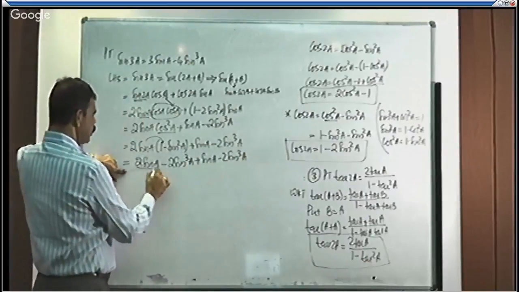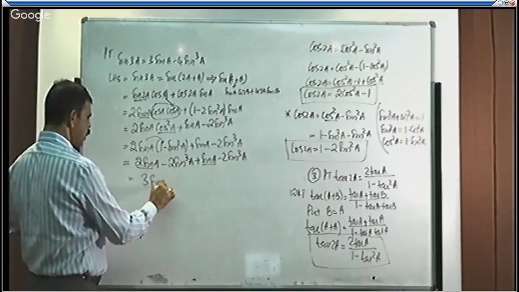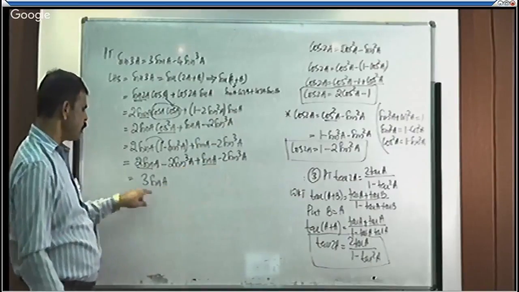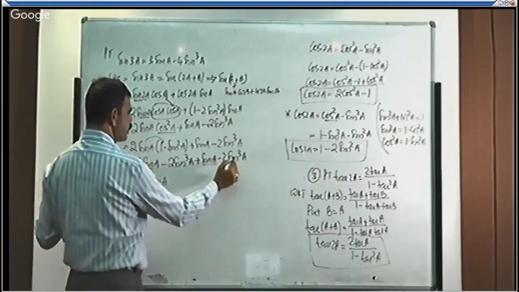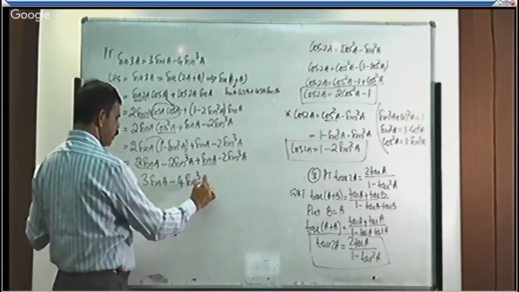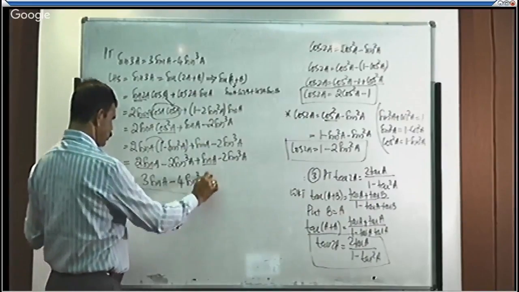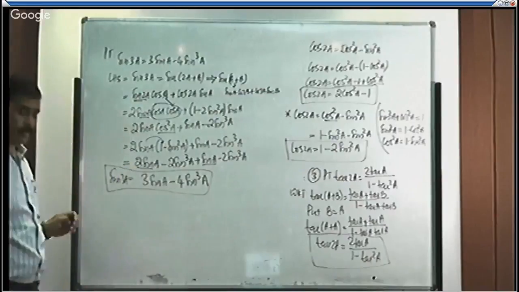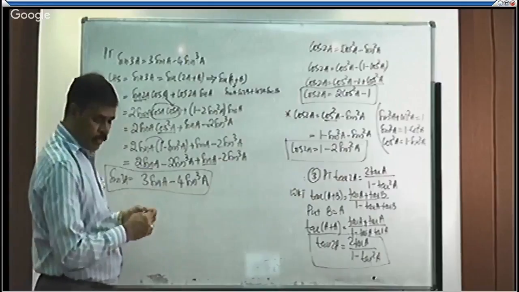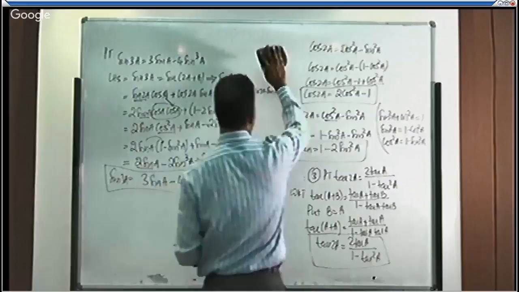2 sin A plus sin A is equal to 3 sin A. Right? Minus 2 sin cube, minus 2 sin cube, it is minus 4 sin cube A. That is, sin 3A is equal to what? It is 3 sin A minus 4 sin cube A. In the same way, we can derive for cos 3A.